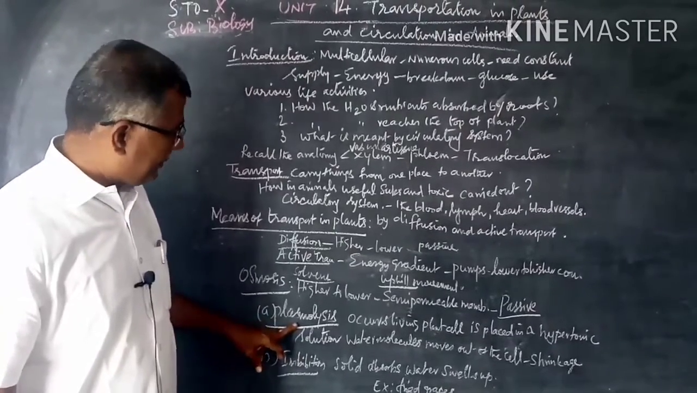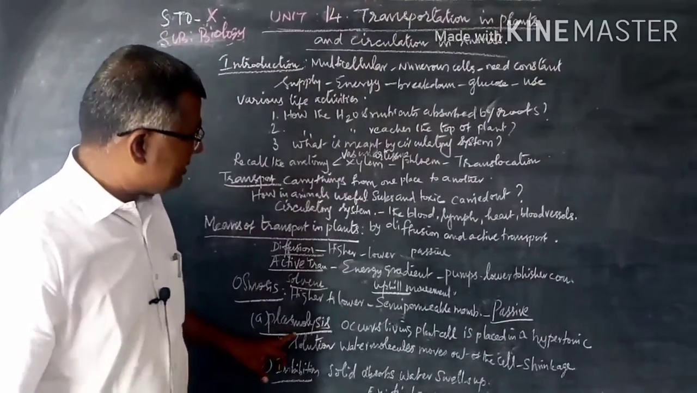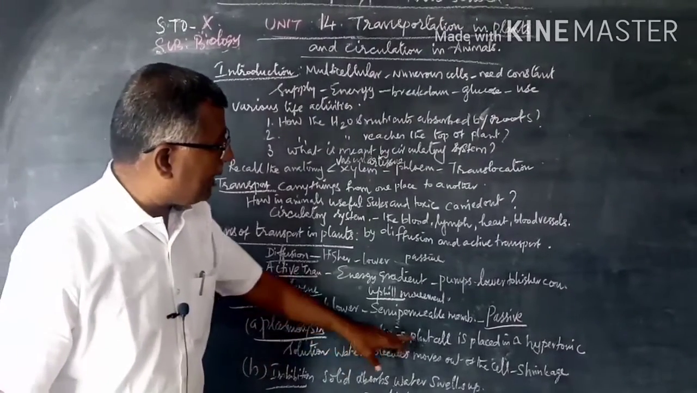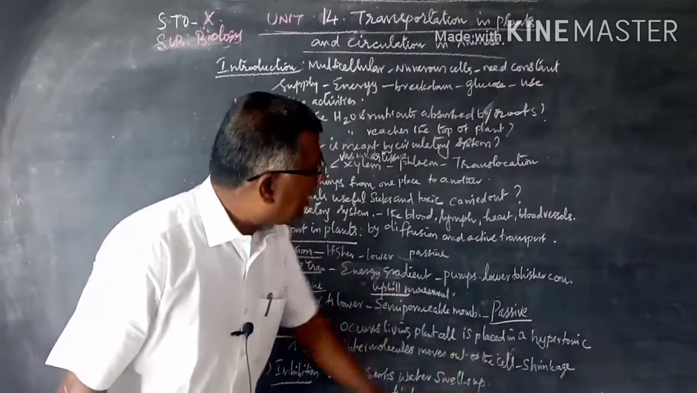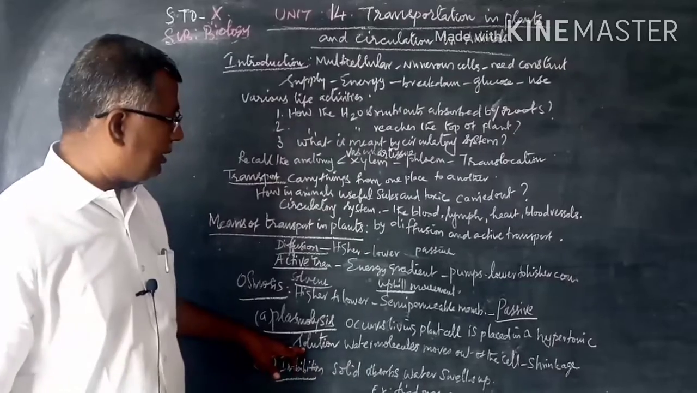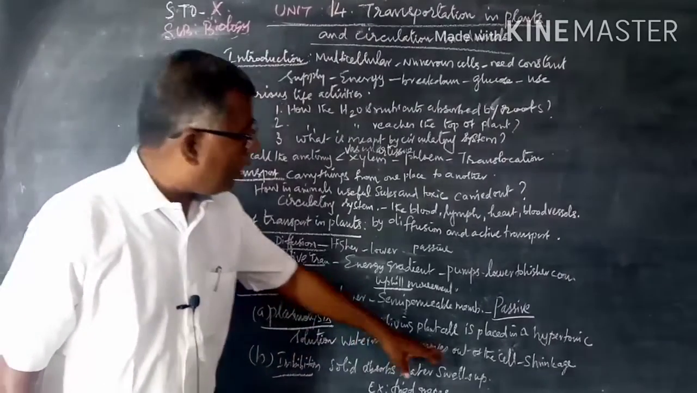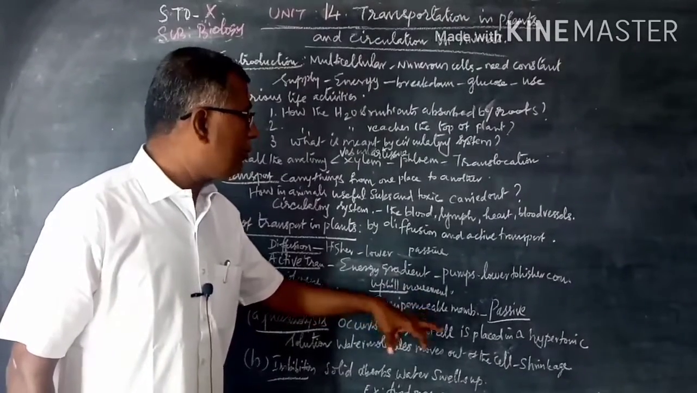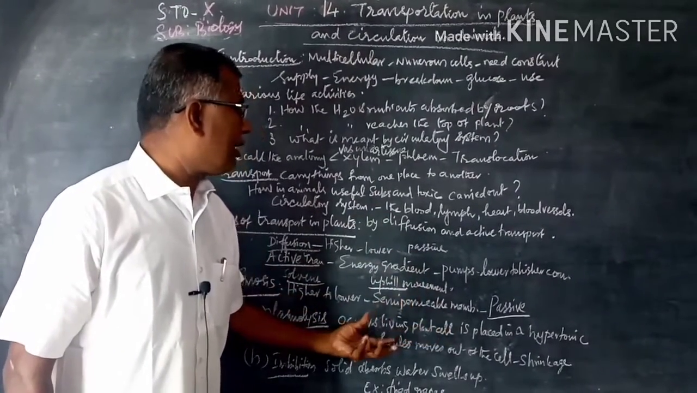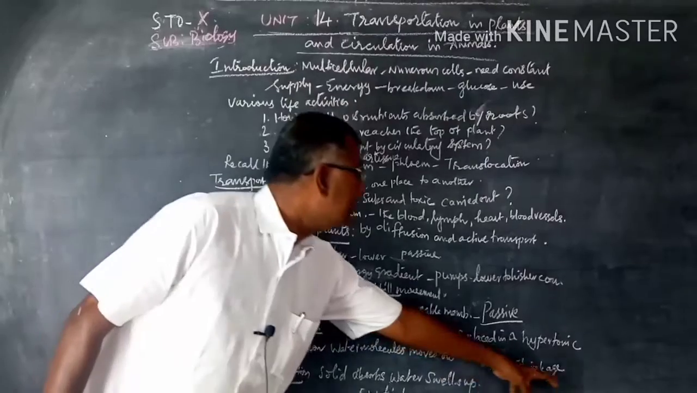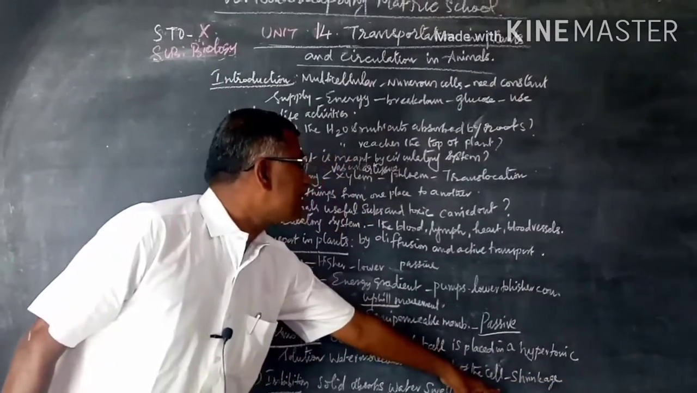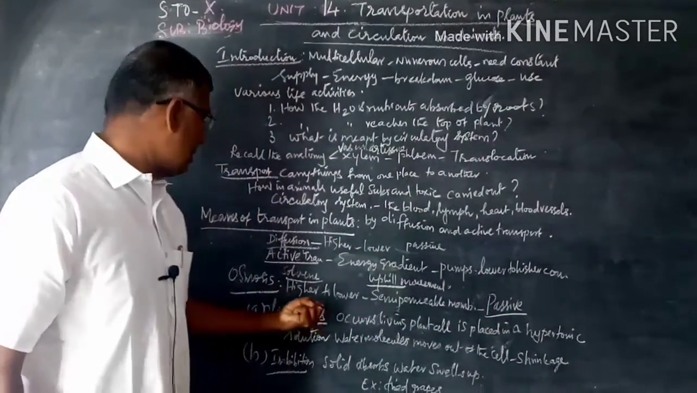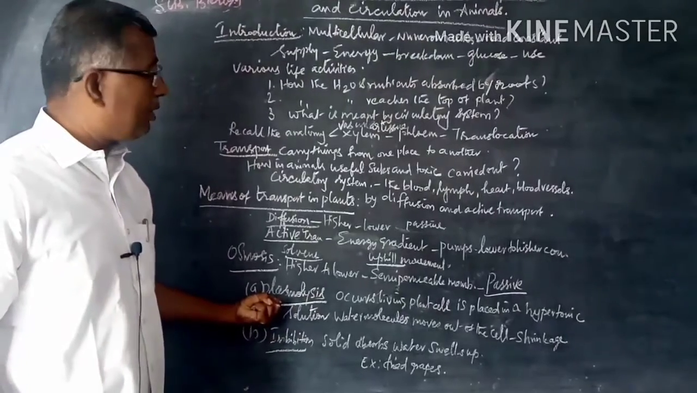What is the meaning of plasmolysis? It occurs when a living plant cell is placed in a hypertonic solution. The water molecules move out of the cell. That is due to the movement of protoplasm out of the cell. So due to this, the cell shrinks. The cell shrinkage we call plasmolysis.